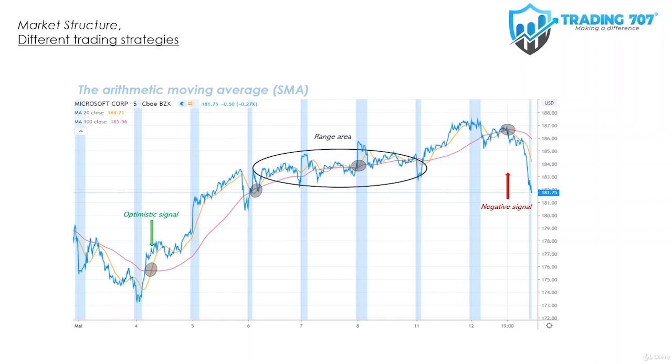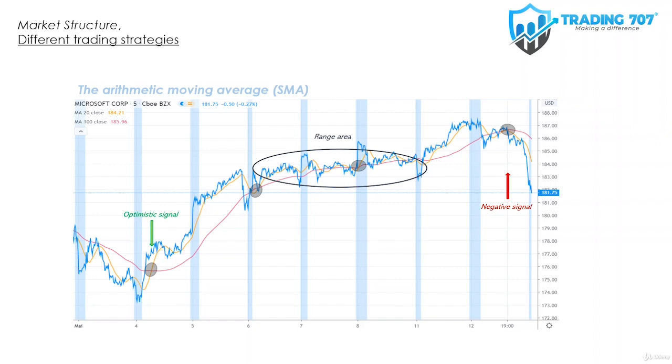Here, we have a visibility of the price over a period of 2 weeks, so it's quite simple to dissociate optimistic and pessimistic signals from a range zone. So how to differentiate them? Basically, the angle at which the two curves intersect is important. We can see that on May 4 and May 12, the crossing angle was much more significant than those we had during the range zone.